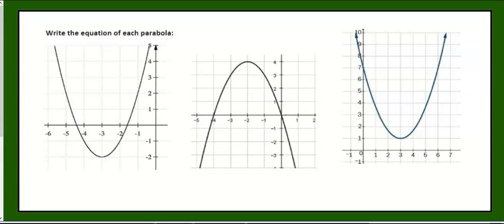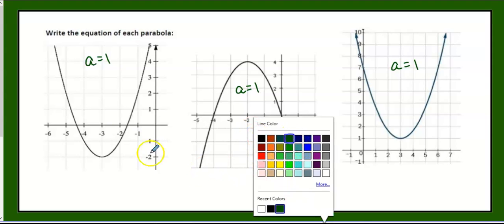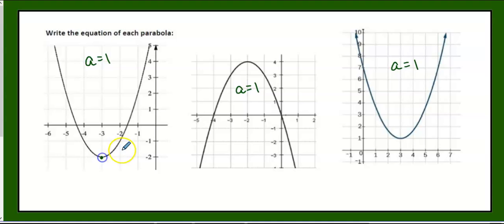Okay, so I'm just going to go ahead and tell you that these are not too bad. The A value on all of these is 1. So this is a little bit easier than if the A value was not 1. Since we're going to write these in vertex form, it's really easy. We just look for the vertex. Here's the vertex of this one. I need to figure out what the coordinates are, and then just write it in vertex form. The vertex here is -3, -2.